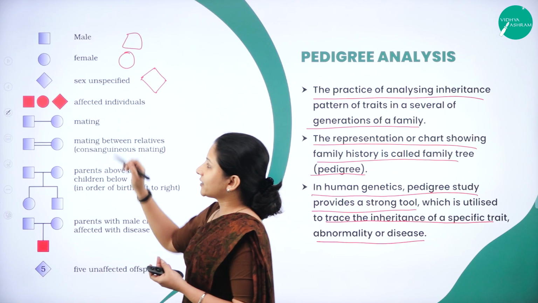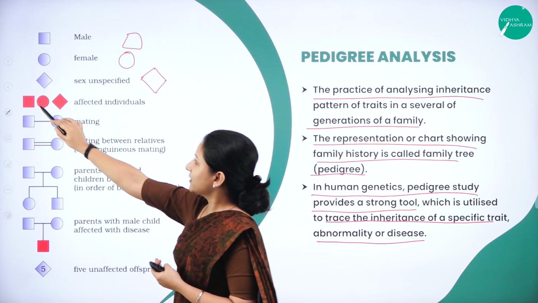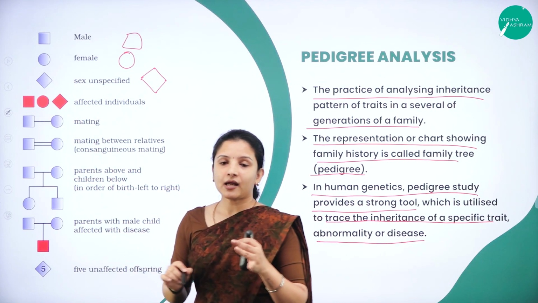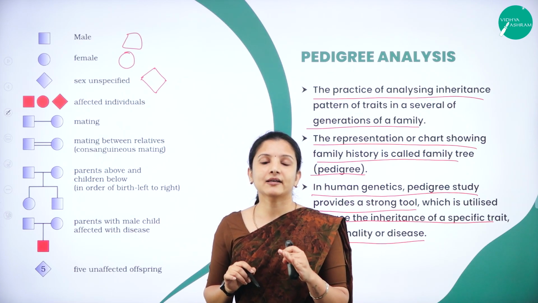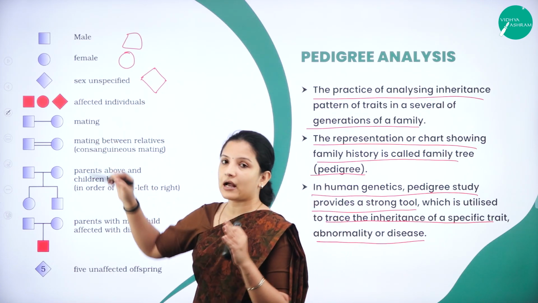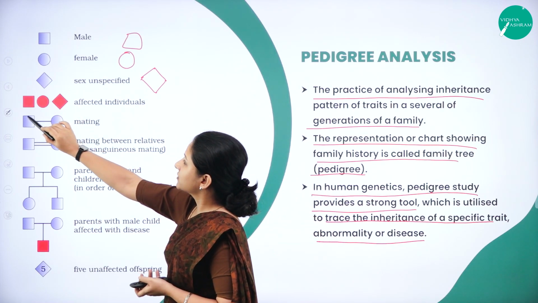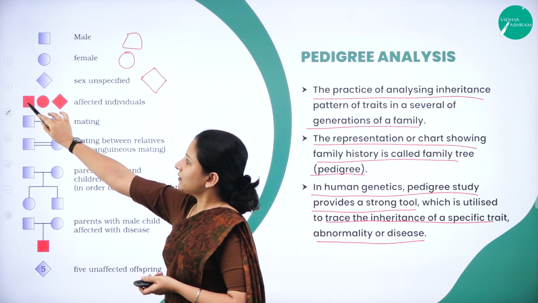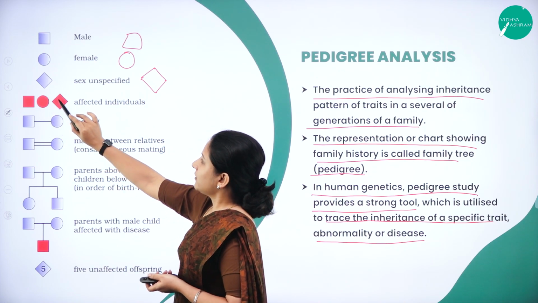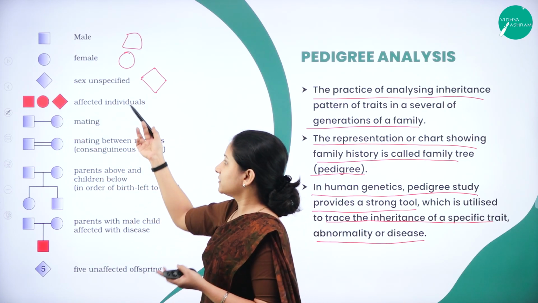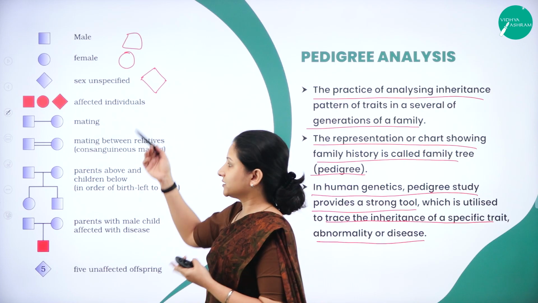And the affected individuals are represented in red because they are affected, they are carrying a disease. That is why they are diseased, they have a disease. That is why it is in red. So this is the diseased male, diseased female, then unspecified sex, diseased unspecified sex.